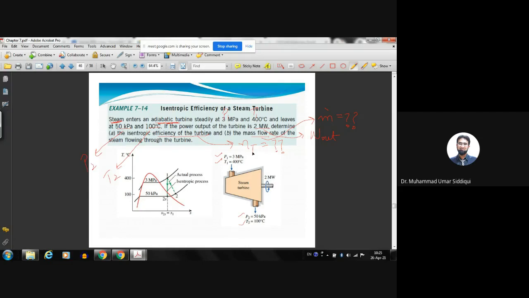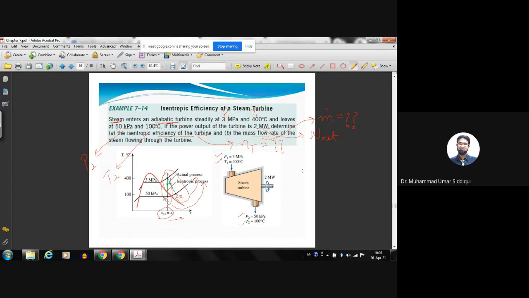We need to find out the isentropic efficiency of the turbine. If we draw it on the T-S diagram, 1 to 2s will be the isentropic process, and 1 to 2, sometimes written as 1 to 2a, sometimes just 1 to 2, will be the actual process. That's the actual process, and this one is the isentropic process. Obviously, in the case of the actual process, the entropy is going to increase. In the case of the isentropic process, we assume that the entropy is constant.